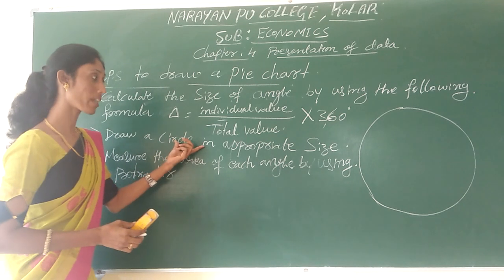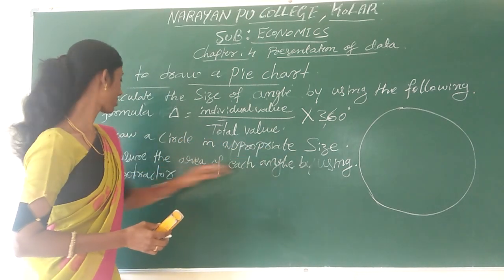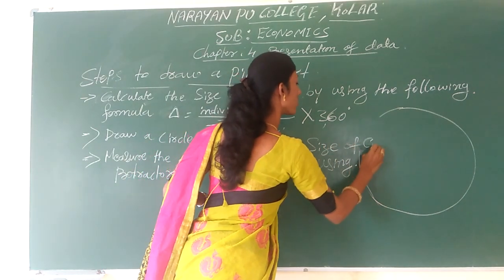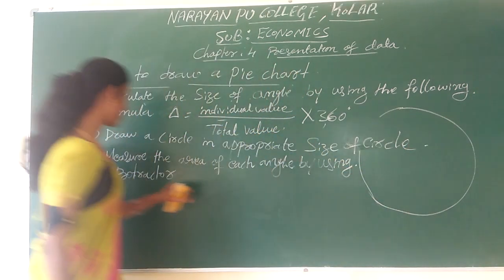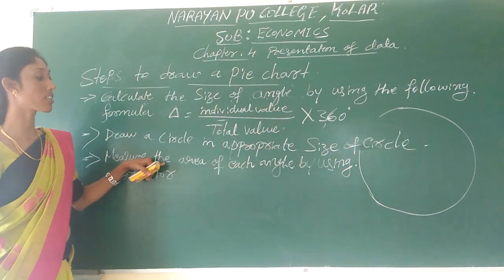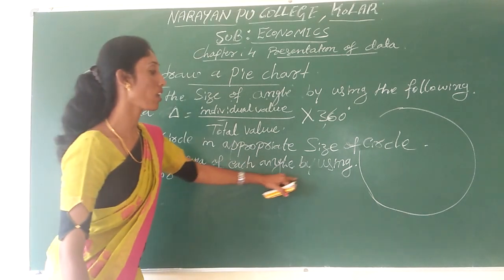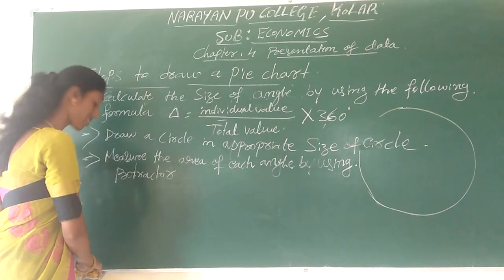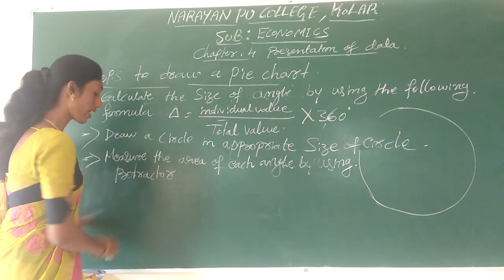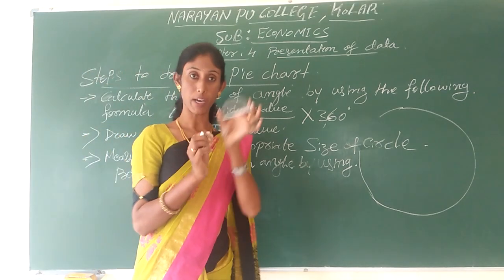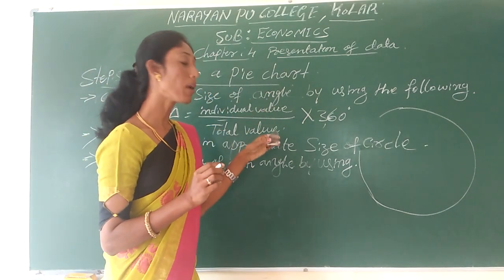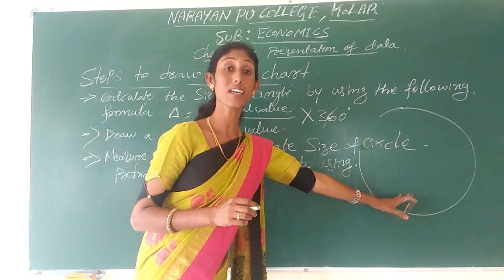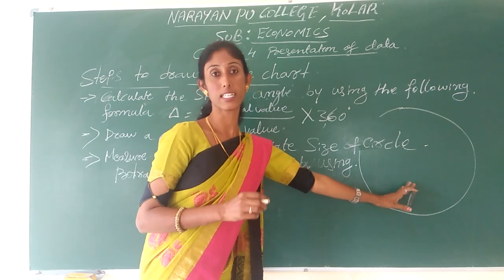After drawing an appropriate size of circle, the next step is we need to measure the area of each angle by using a protractor. Protractor, you know, right? This is the degree, or we also call it a degree. This is the protractor. By using this protractor, we are able to measure or identify the angles in a circle or components in a circle.